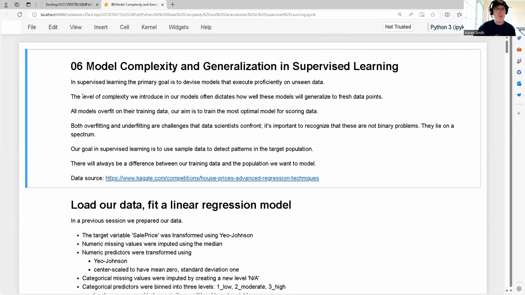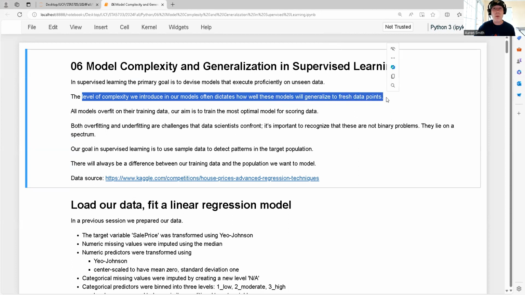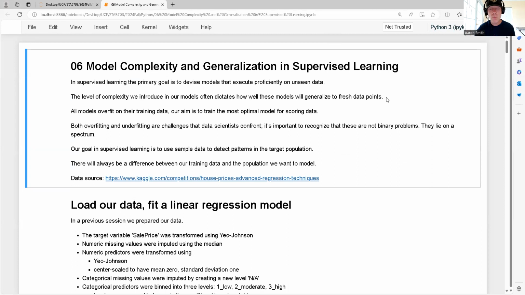Now, the level of complexity that we introduce in our models will dictate how well these models will generalize to fresh data points. If I have a very, very complicated model, I can pick up nuance in that training data that I would not have picked up on in a simpler model. Now, all models overfit on their training data. Our aim is to train to get the best model possible. And a good rule of thumb is that the more data I have, the more rows of data I have in my data frame, the more complicated a model I can have. If I have very little data, I need to have a very simple model to work with.